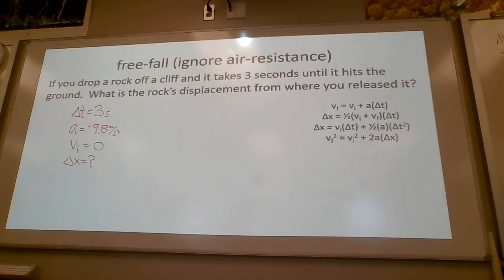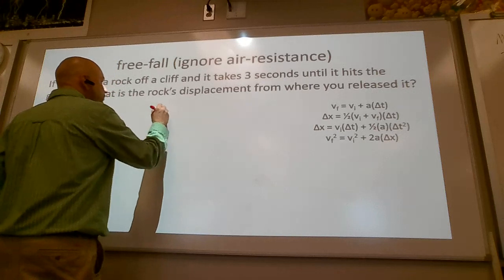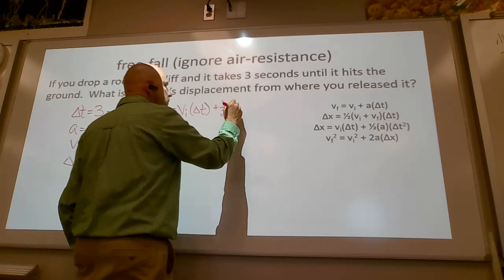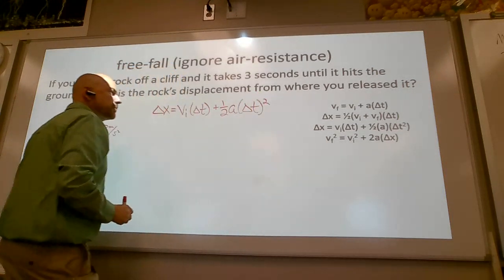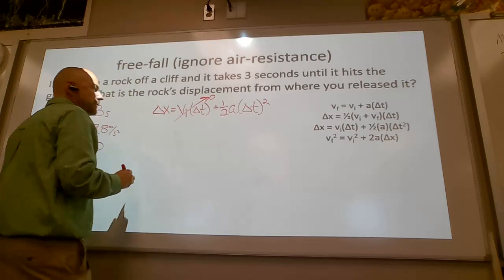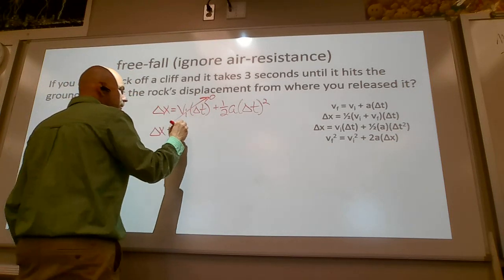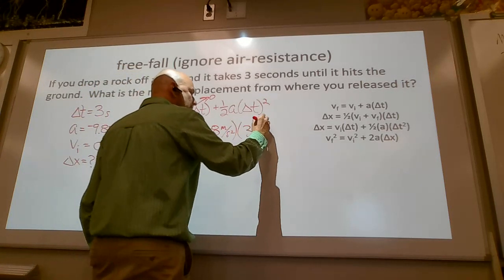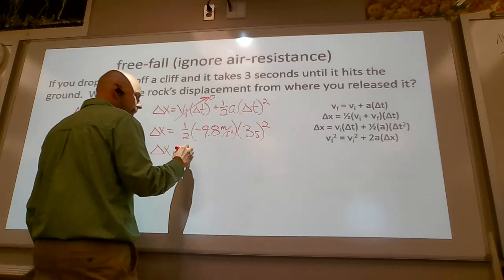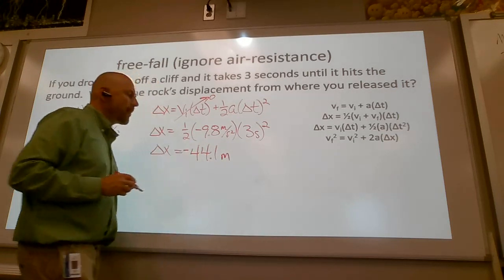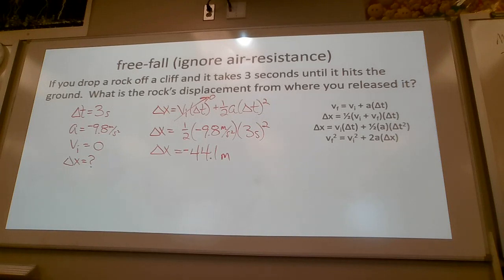Correct answer is the third one. Okay. So I'm going to write my original equation before I stick in numbers. My initial velocity is 0, so that knocks that part out. So I have 1/2 times negative 9.8 times 3 seconds, square it. When I do the math, I end up with a negative 44.1 meters.